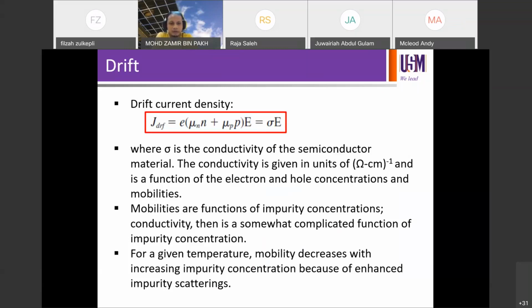Mobilities are functions of impurity concentration, we've discussed before, so conductivity is also dependent on the impurity concentration, using the equation that we have discussed before. For a given temperature, mobility decreases. To recap, mobility decreases with increasing impurity concentration because of enhanced impurity scattering. But if you look at high doping levels, you need to discuss the shape of the curve, where at low temperature it is dominated by impurity scattering, and at high temperature it is more dominated by lattice scattering at heavy doping, beyond 10^17, 10^18, and 10^19.